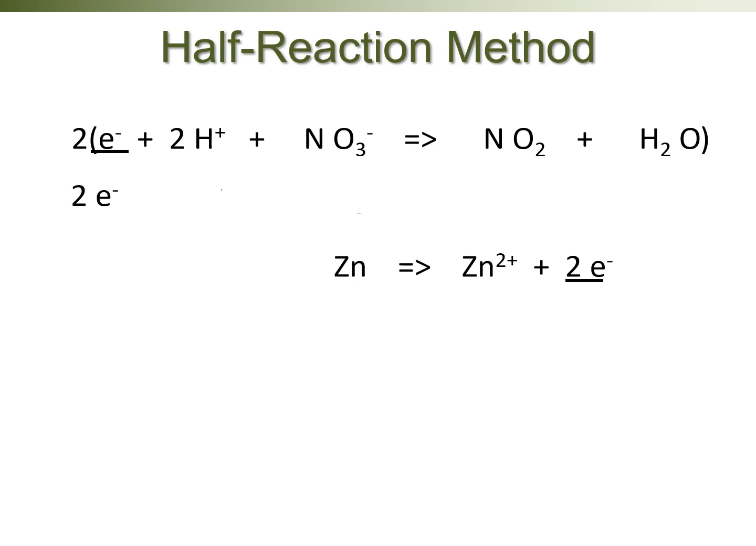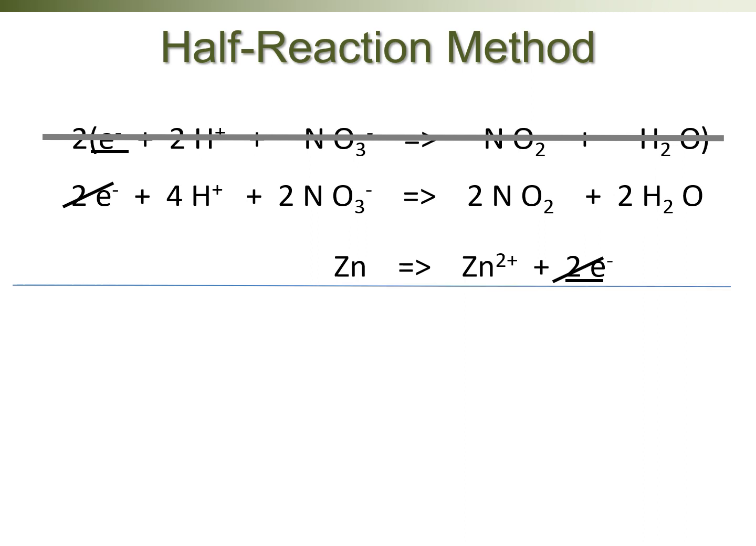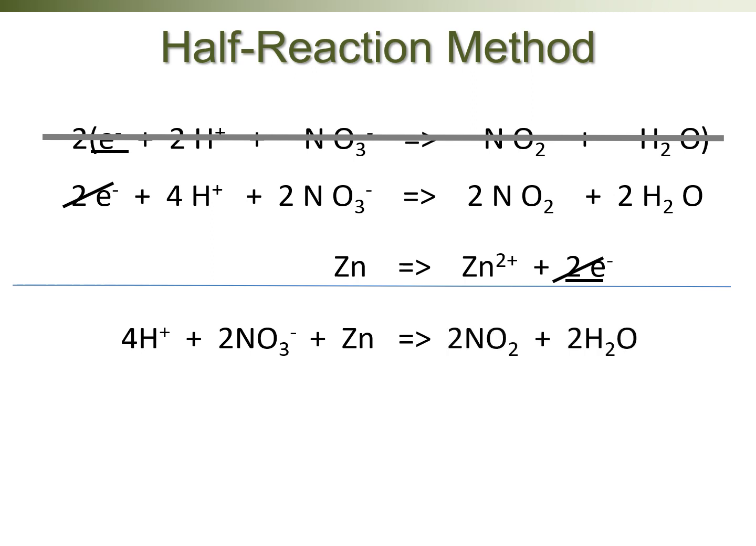So we have 2 electrons. Now we have 4 hydrogen ions. We have 2 nitrates, and we're going to have 2 nitrogen dioxide and 2 water molecules. Let's get rid of this because I don't want to confuse us with what we got going on. All right, now we can get rid of these 2 electrons. Now let's combine these 2 equations. So we're going to have our 4 hydrogen ions, our 2 nitrates, our 1 zinc on the left, and on the right we're going to have our 2 nitrogen dioxide, our 2 waters, and our 1 zinc.